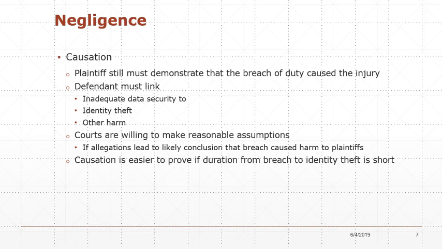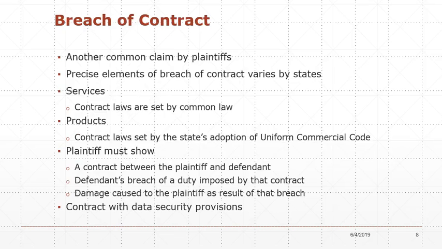Causation is easier to prove if the duration from the breach to the identity theft is short. So again, if it happens right after the breach takes place, you're probably going to be successful in getting a little leeway on what that reasonable assumption is. If it happens 6 months later or a year later or doesn't happen until the next year, it's going to be most difficult to prove that link between the breach and the harm.